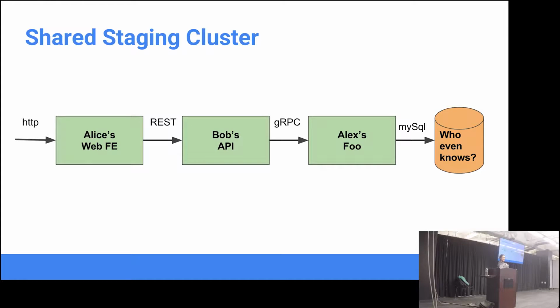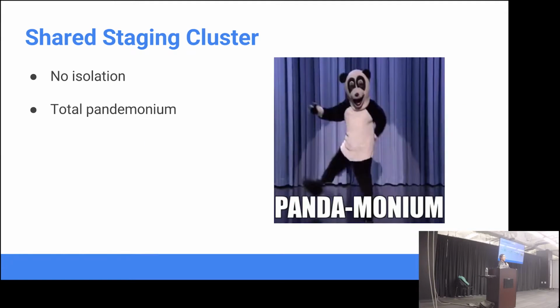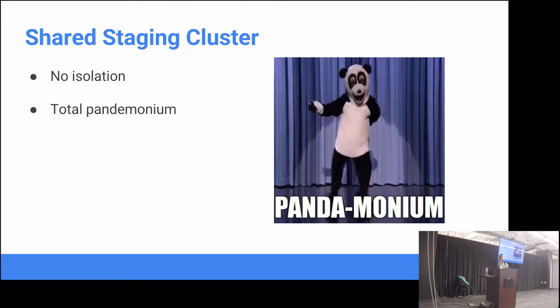The problem is that if this is a shared cluster, other people are deploying things here too. So you might have Alice's web front end that she just built and threw up there. You might have Bob's API server. What's in the database? It's whatever garbage data people have written in there. And so if things look wonky, you really have no way of knowing whether that's because of your change, because of someone else's change, or because of the weird data in the database. Like, who knows? It's total pandemonium.